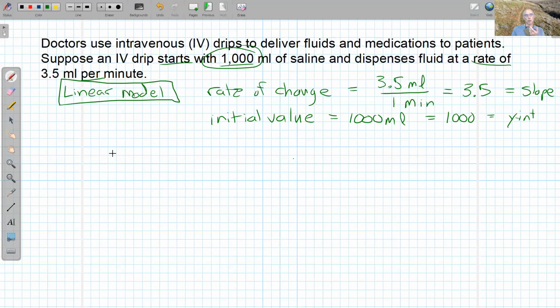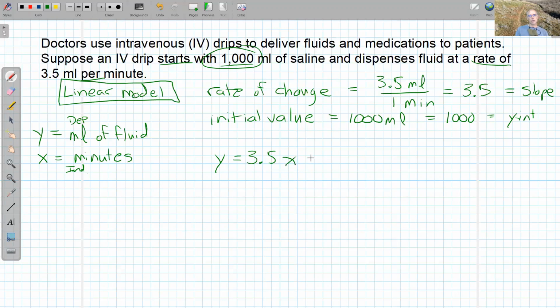So my linear model, if I were going to use, say, y for the amount of fluid, measured in milliliters, that's saline solution, and then x would be the number of minutes that have gone by. So again, the y is my dependent variable. It depends on time, which is independent. So I would get the equation, the fluid y is equal to the slope 3.5 times x plus 1,000.